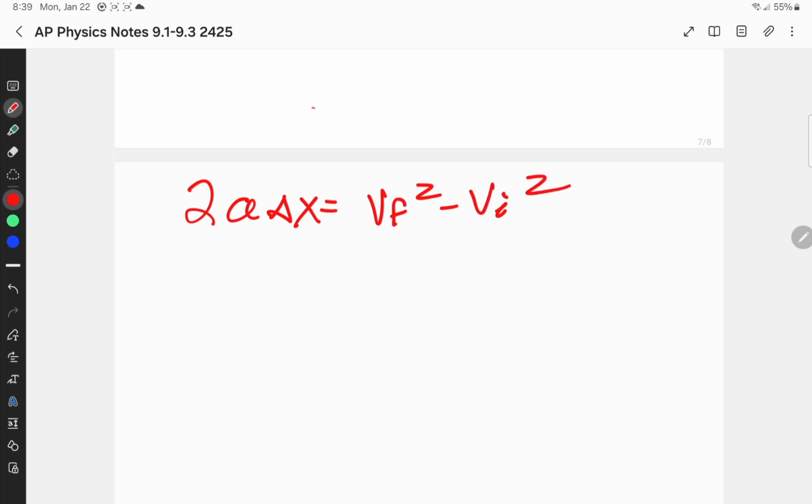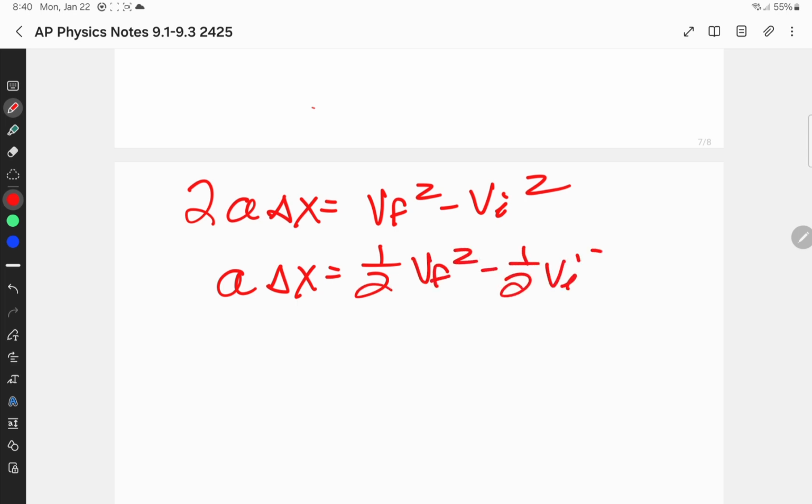All right. So let's take a minute. Let's consider an old kinematics equation. All right. So here's an equation we learned even in honors physics. 2a delta x equals vf squared minus vi squared. All right. So let's move the 2. All right. I'm going to divide both sides by 2, all right? So we get acceleration times displacement equals 1/2 vf squared minus 1/2 vi squared, all right?